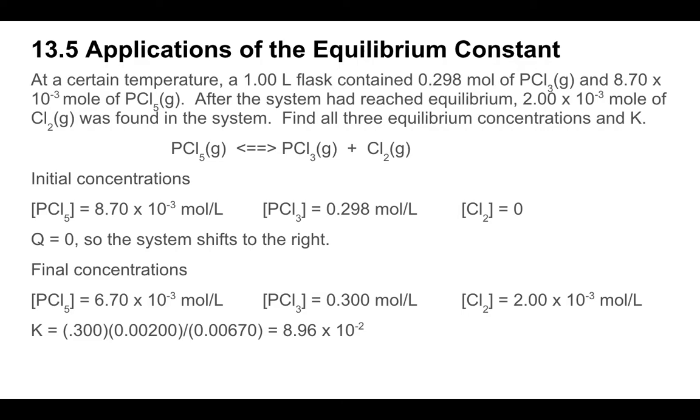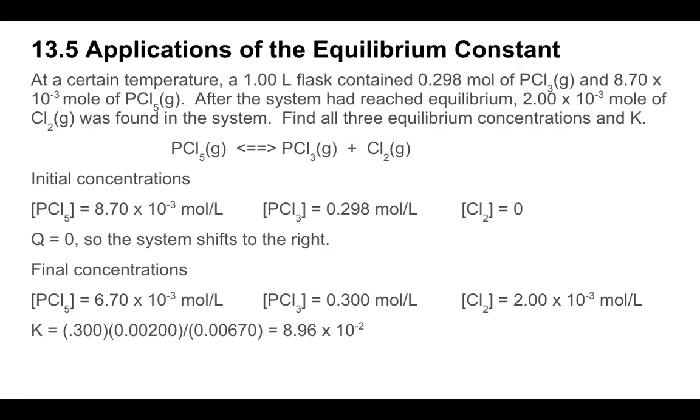And once the system has reached equilibrium, you now find you do have some Cl2, because the forward reaction outran the reverse reaction for a while. It's 2 times 10 to the minus 3 moles. So now let's find all three concentrations at equilibrium and the K value. Just to remind ourselves, our initial concentrations: PCl5 was 8.7 times 10 to the minus 3 moles per liter, PCl3 was 0.298 moles per liter, and the Cl2 was 0 moles per liter.